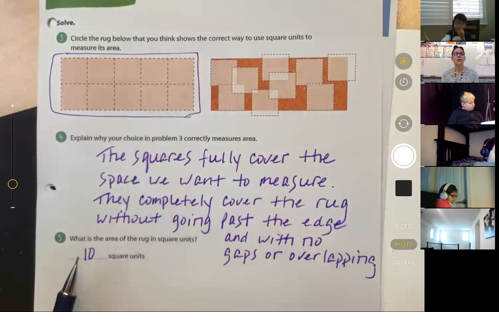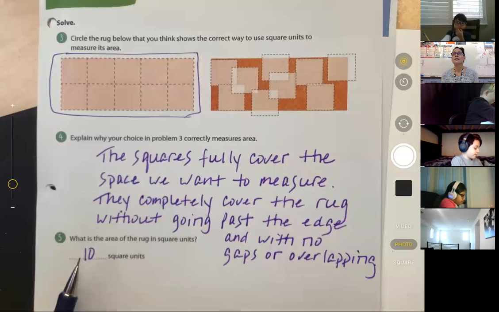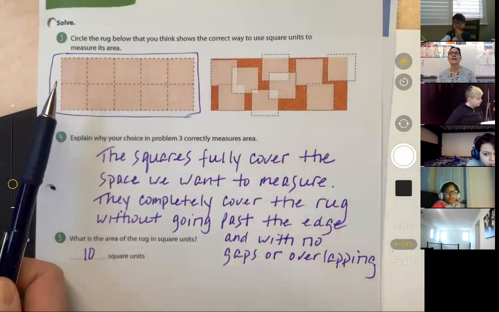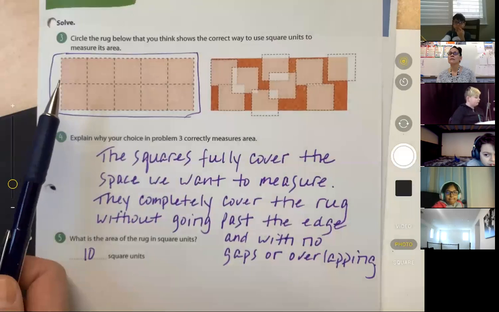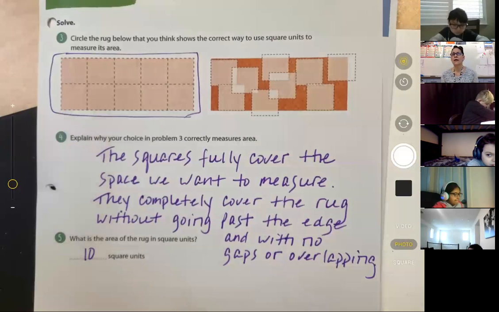Now, it's asking, so what is the area? It's 10 square units. Why am I saying square units? I'm saying square units because in this particular rug, we don't have a unit of measure identified. So let's say it was inches. It would be 10 square inches. And we're going to be seeing that later on.